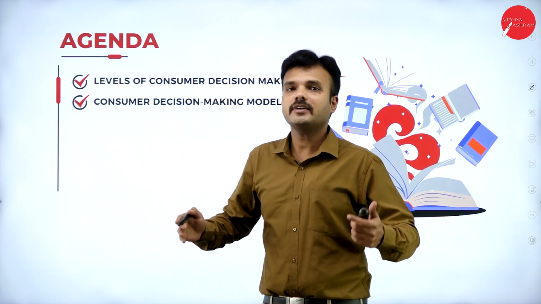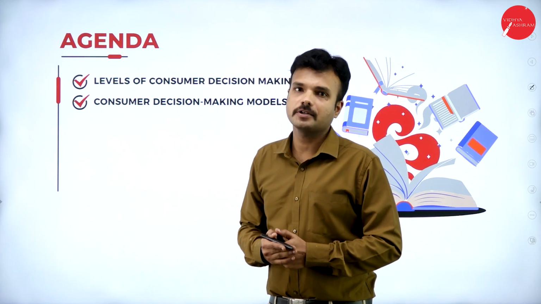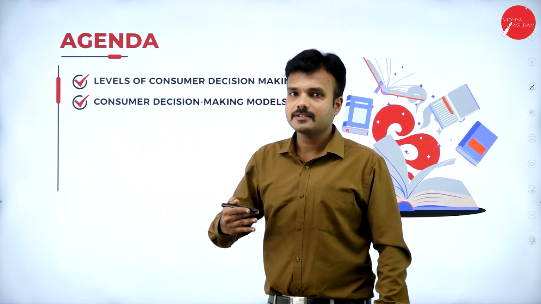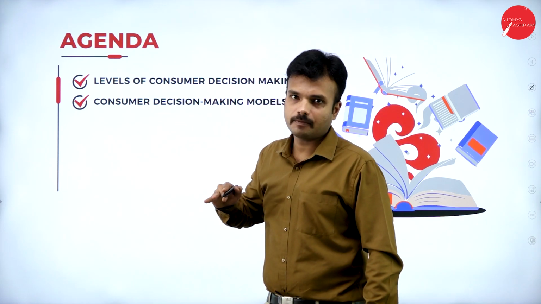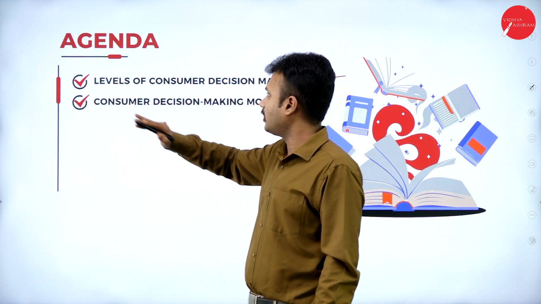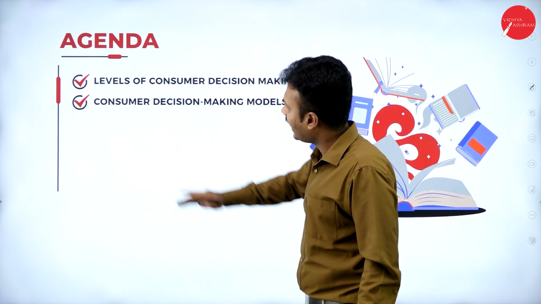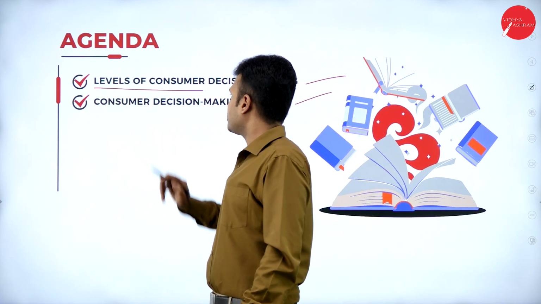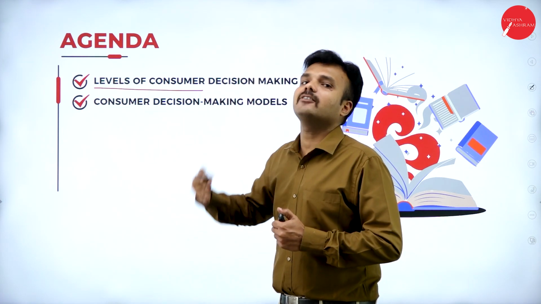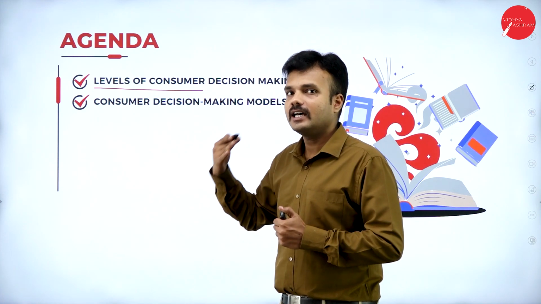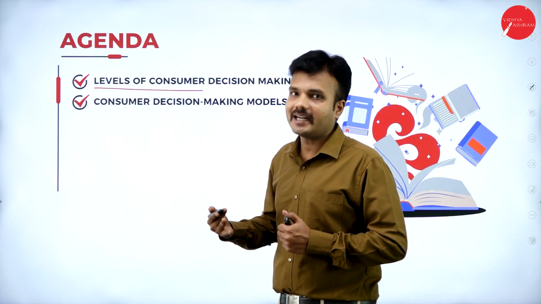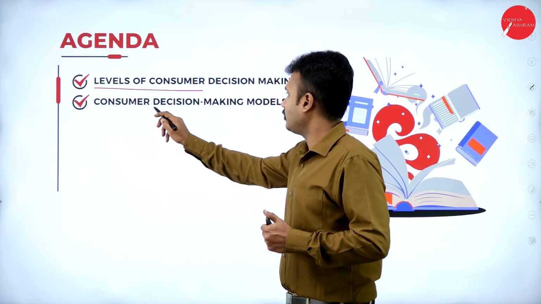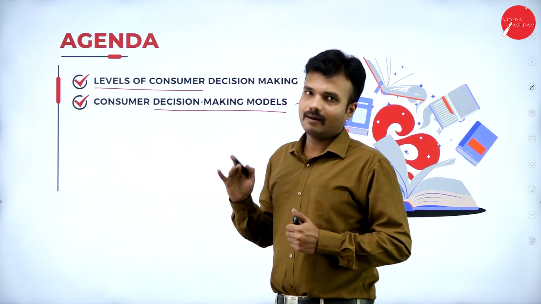Before going to the topic, in the previous session, I had given an introduction regarding the adoption process, that is, how consumers adopt the product in their lifestyle, right? So this is a continuity of the adoption process. Under the adoption process, we are going to learn the levels of consumer decision making and also the consumer decision making models. Before a consumer adopts the product, he goes through various criteria or various formalities, right? Those formalities we are going to learn in the levels of consumer decision making, and also we are going through various decision making models, right?